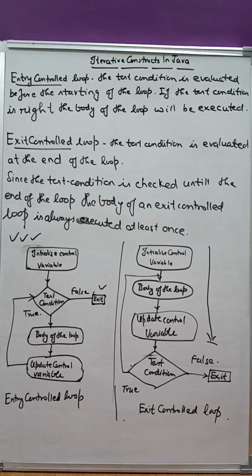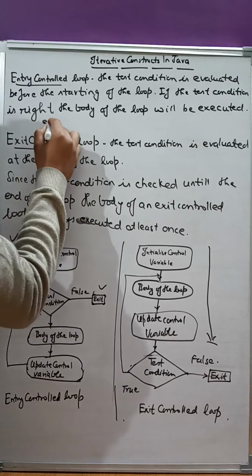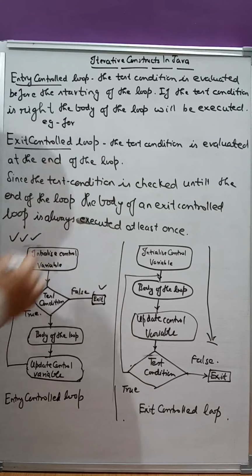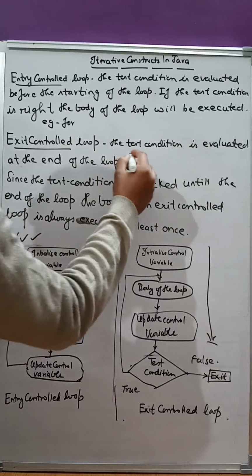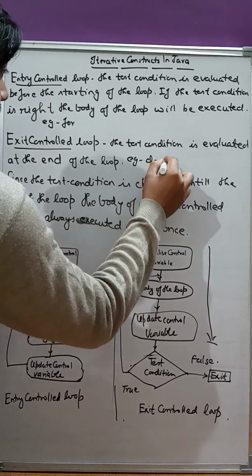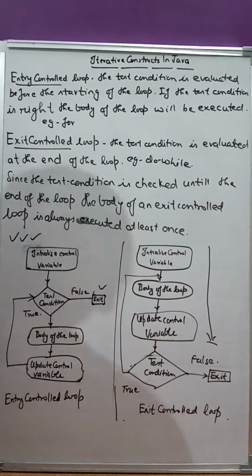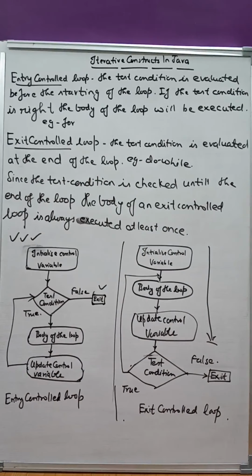Now for the examples of the entry control loop and exit control loop. So what is the example? The example for the entry control loop is the for loop, and the example of the exit control loop is the do while loop. See, this do while is not in your syllabus, but you need to know that there is a loop by this name, that is do while.